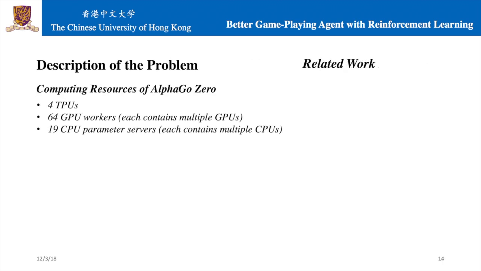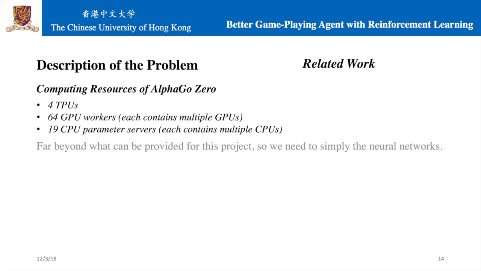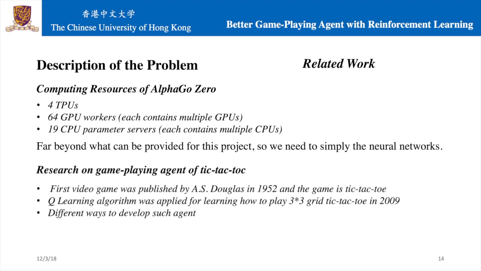So there are actually many related works. The most important one is the Google DeepMind paper on AlphaGo Zero. But we should notice that AlphaGo Zero actually uses a lot of computing resources, and it's far beyond what can be provided for my project. So I need to simplify the neural networks.